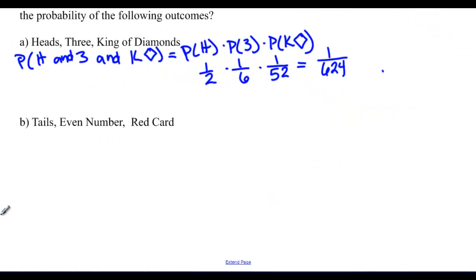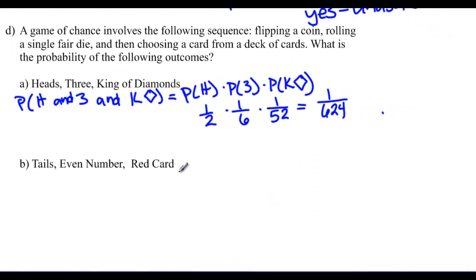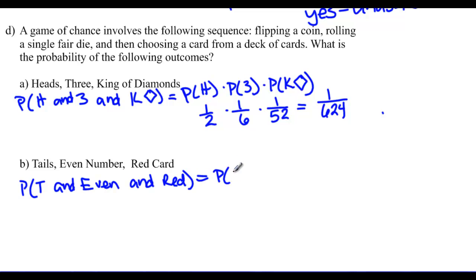All right, let's do the same game, only this time we have different outcomes that we're after. So the probability of getting a tail and then rolling an even number and then getting a red card. So this is going to be the probability of flipping a tail times the probability of getting an even whenever you roll the die, and then the probability of pulling a red card.